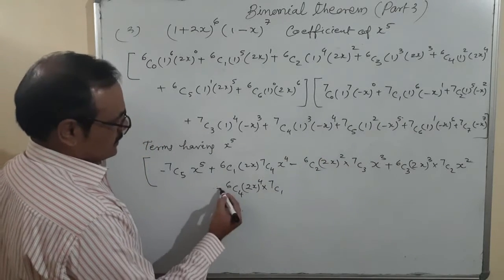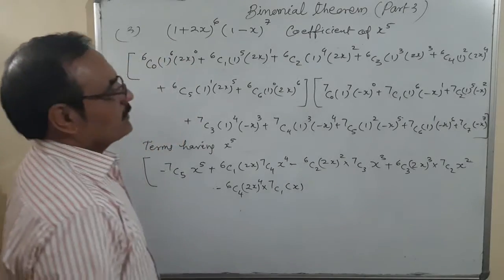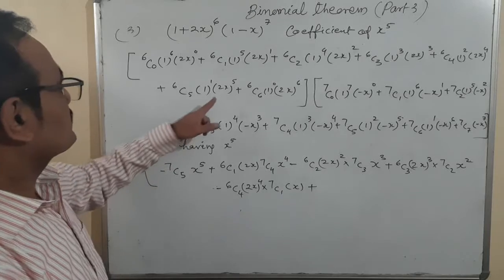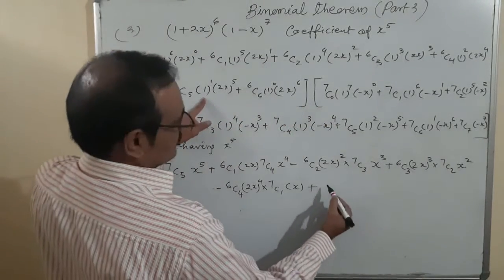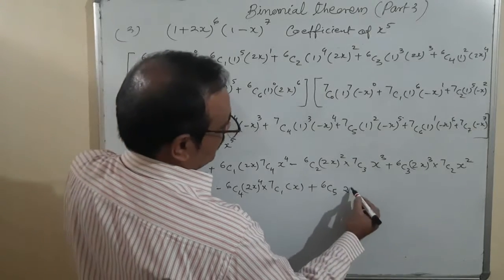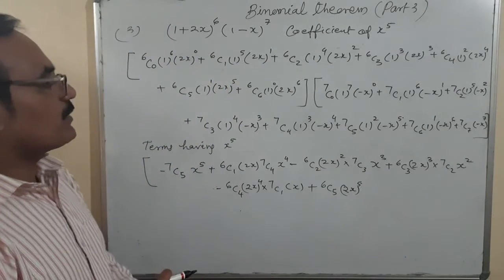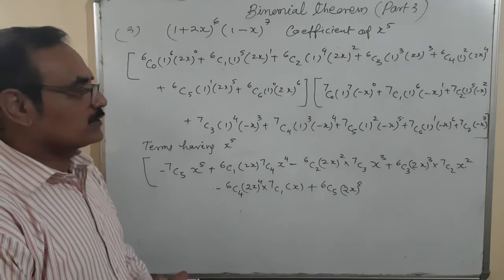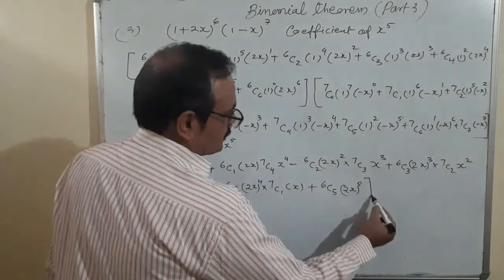So this is minus x. X is true. And next term, if any possible term here? Yes, this is 2x to the power 5, which is multiplied by this term. So this is plus 6c5, 1 to the power 1 and 2x to the power 5. Is it okay? Any other term in which the power of 5 will be coming? I think no, there's no term now. We have collected all the terms in which x to the power 5 is there.